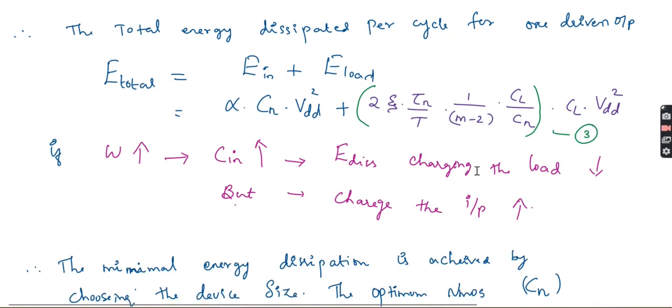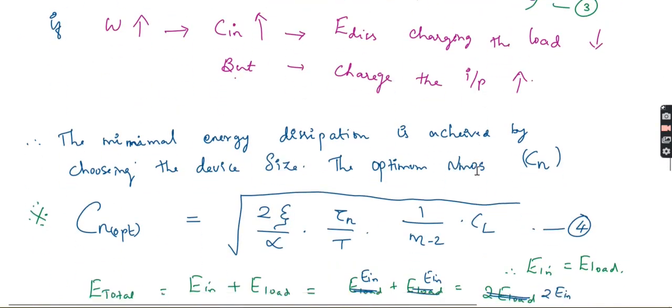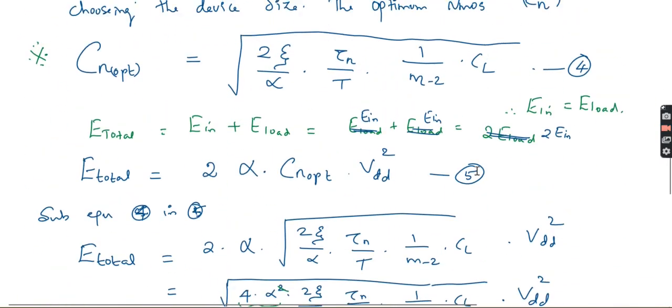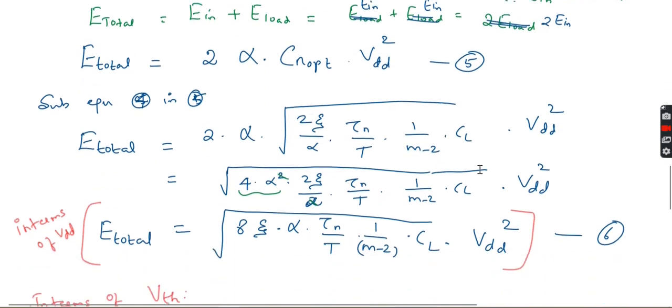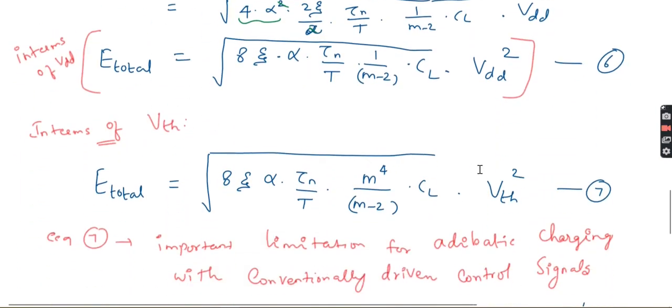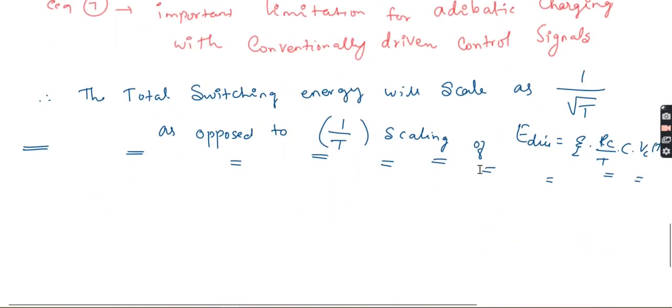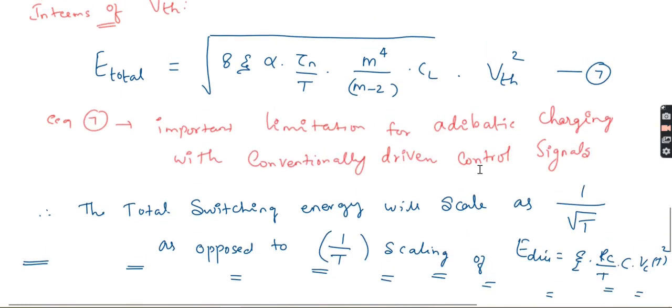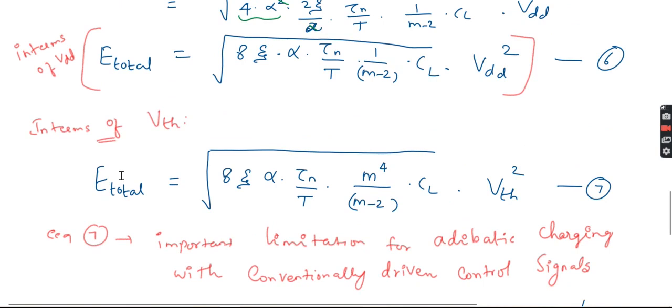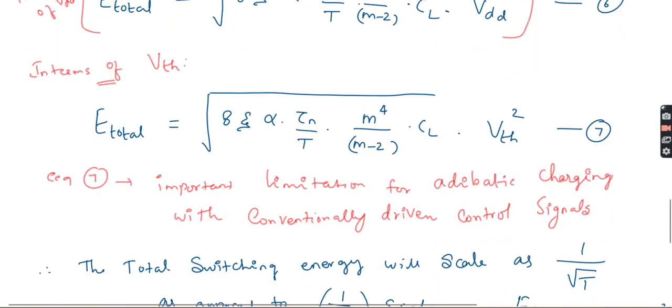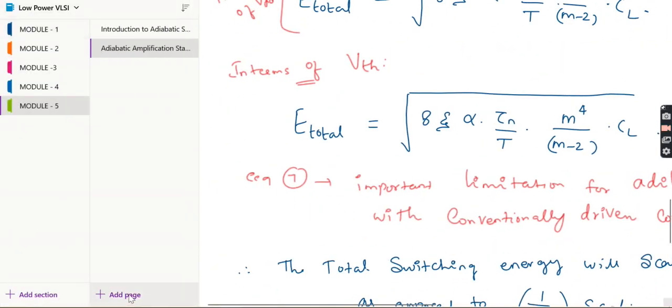Then we calculated the total energy. In that, finally we calculated the on resistance, that is R on. Again, finally we calculated E total in terms of VDD, and also in terms of VTH, whichever way we need. That is about the one stage. Now let us go for the second stage.